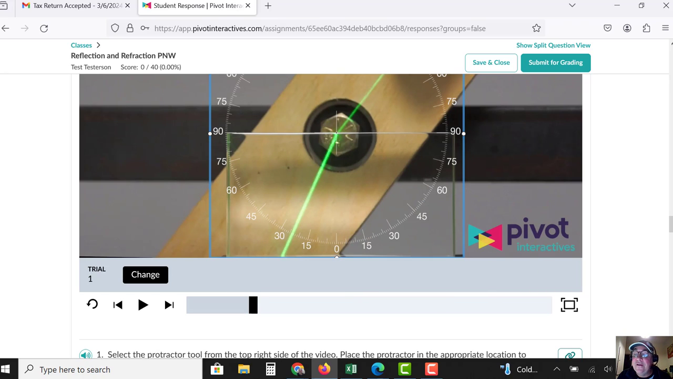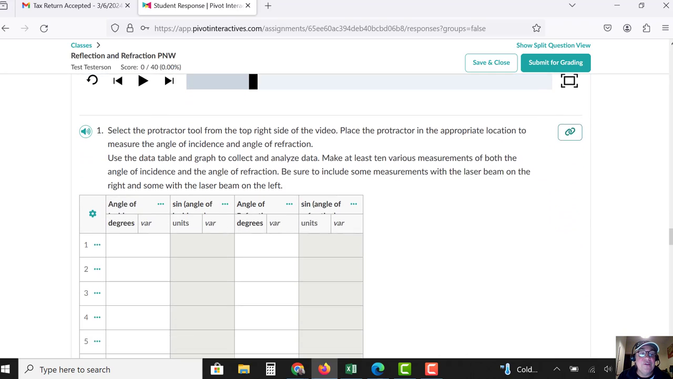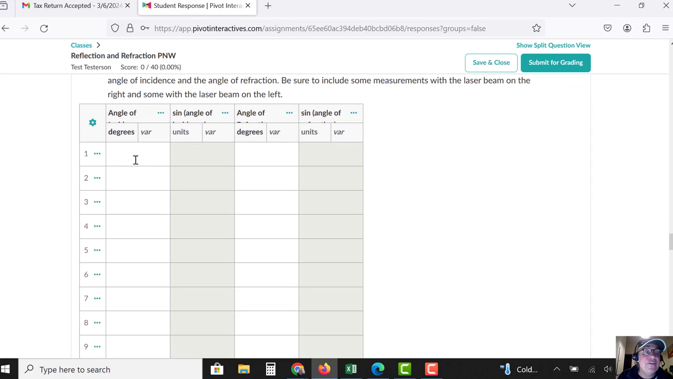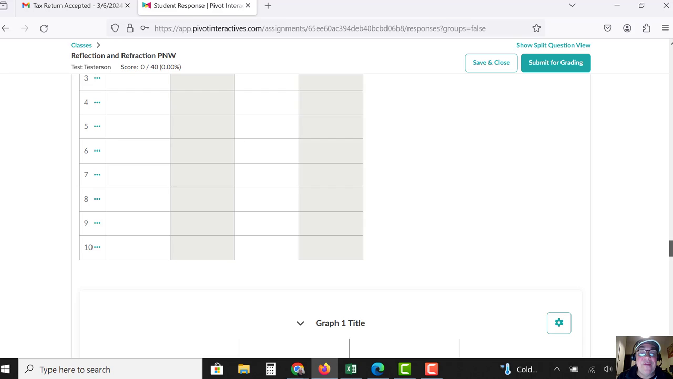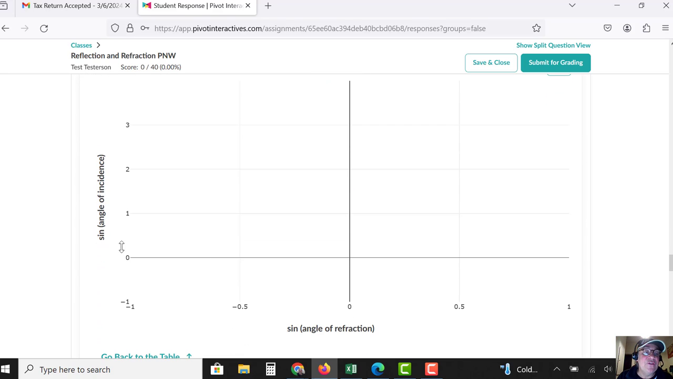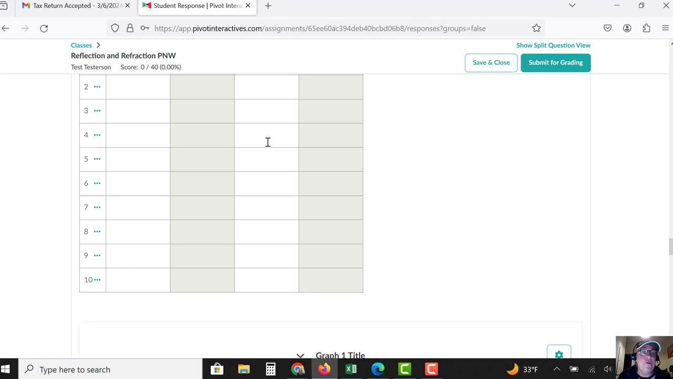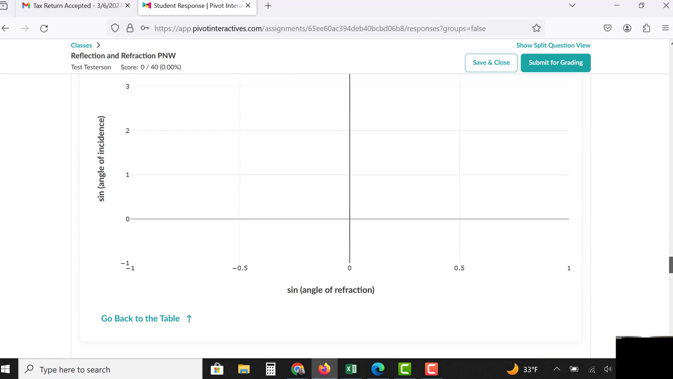Okay, so you've got the video and you've got the protractor tool that you could use, and you're going to measure the angle of incidence, and this will automatically calculate the sine of that angle, and then you'll be able to measure the refracted angle just like I just did, and then this will calculate that for you. And the same thing, we're going to get a nice graph here. So this is the sine of the angle of incidence. This is the sine of the angle of refraction. And we're assuming that the index of refraction of the air is just 1. Okay, so fill out this data table here. This will create the graph for you.